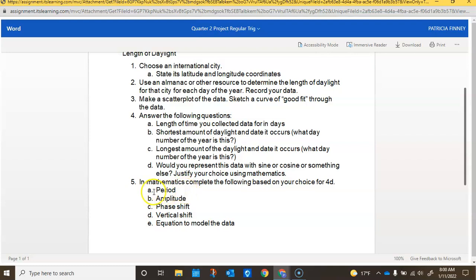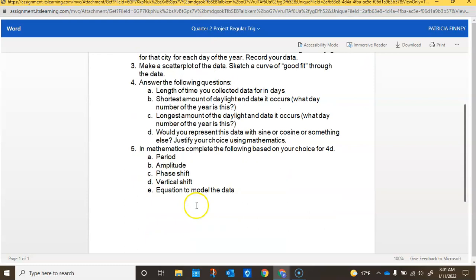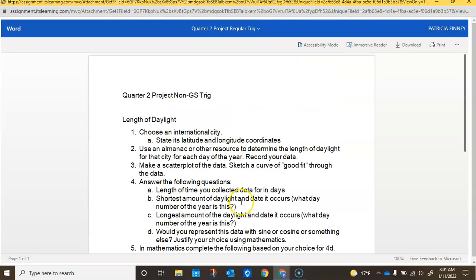Then for number 5, all it's asking you to do is complete the following based on your choice for 4D. What's your period? Everybody's period is going to be 365. What's your amplitude? That's your max minus your min divided by 2. What's your phase shift? That depends on whether you're using sine or cosine, so you'd have to think back to what we did last week when we were doing those modeling questions. What's your vertical shift? That's the max plus the min divided by 2. And then write your equation to model the data. That's what I'm asking of you. Okay?